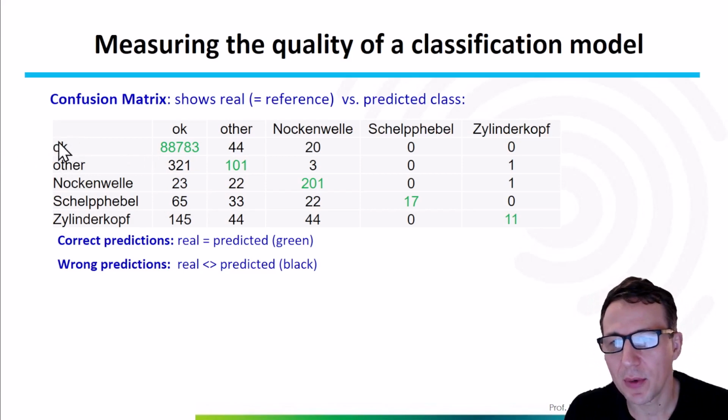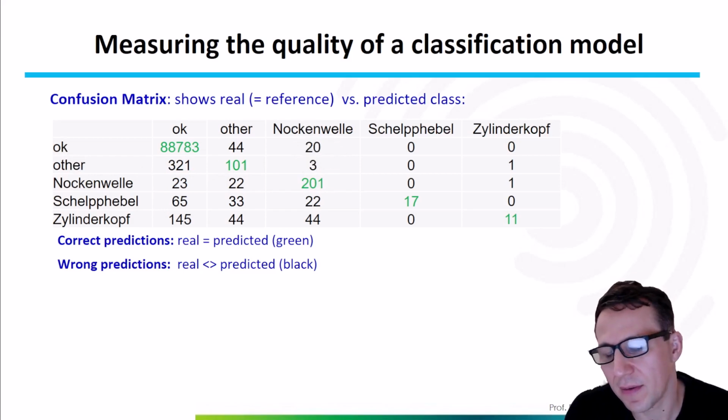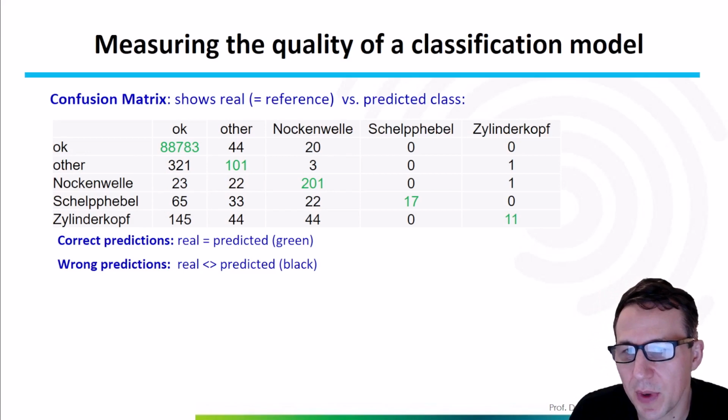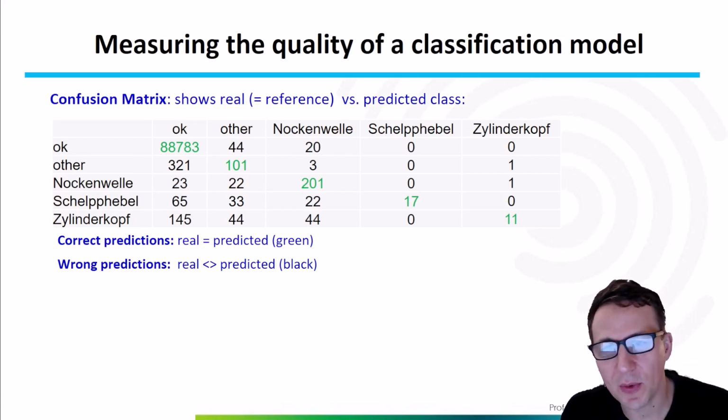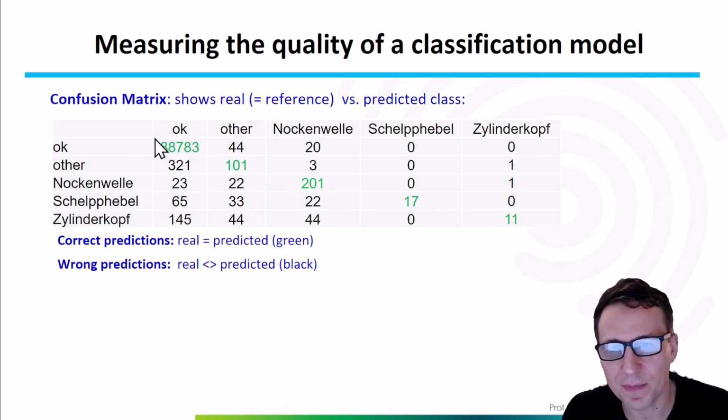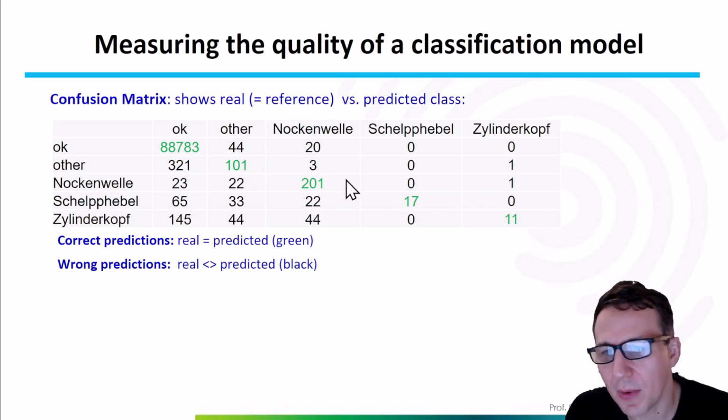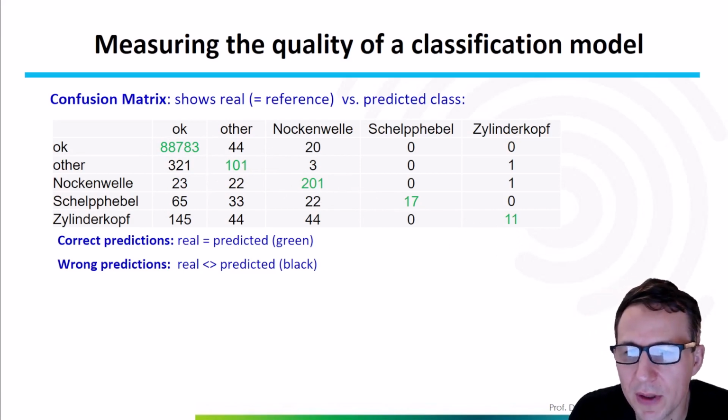Well, what happens if the motor is actually okay, but, well, the prediction is a Nockenwellenfehler? Well, then obviously you have another kind of an unnecessary repair. So basically what you want to see is that all numbers are on the diagonal. But you see that's not the case. Yeah. But is the model actually performing good?